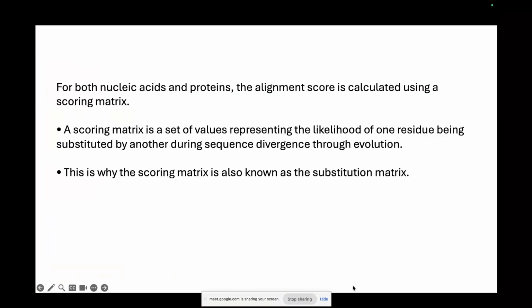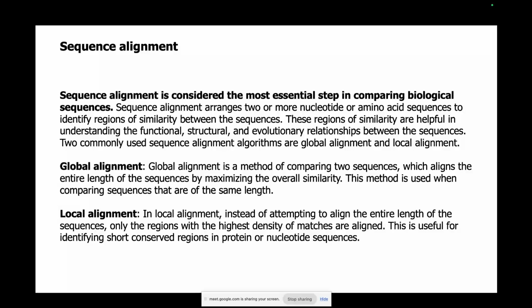Okay, moving on. As I was saying, for both DNA and protein, we have different alignment scoring matrices, which is basically a set of values representing the likelihood of one residue being substituted by another during sequence divergence through evolution. And we call these a substitution matrix, and PAM and BLOSUM are examples of these. Now, coming to the concept of sequence alignment, we have talked about sequence alignment in a very general manner across the last class and a little bit of today as well.